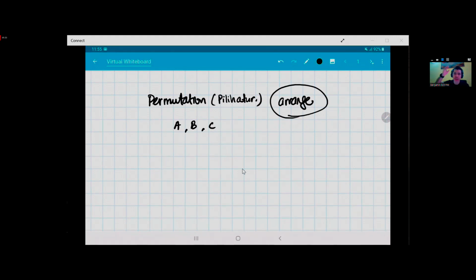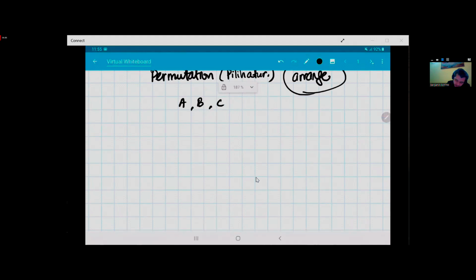Because dia punya aturan ataupun susunan sangat-sangat penting, that means different arrangement will be counted as different. What I mean, for the letters A, B, C, kalau kita susun A, B, C, do you not agree susunan pertama ialah A, B diikuti dengan C? That's the first arrangement. So A, B, and then C.